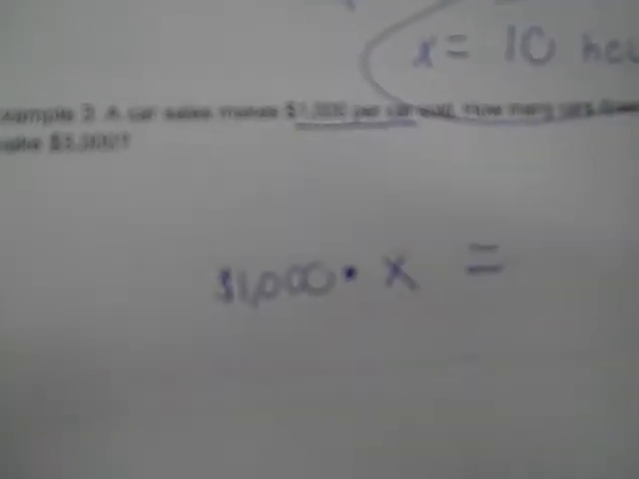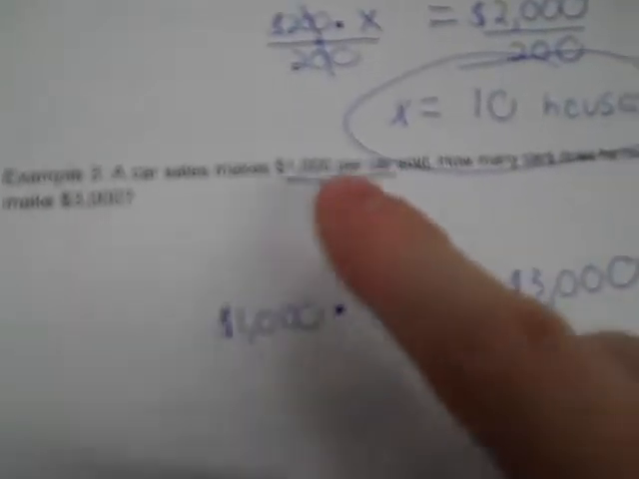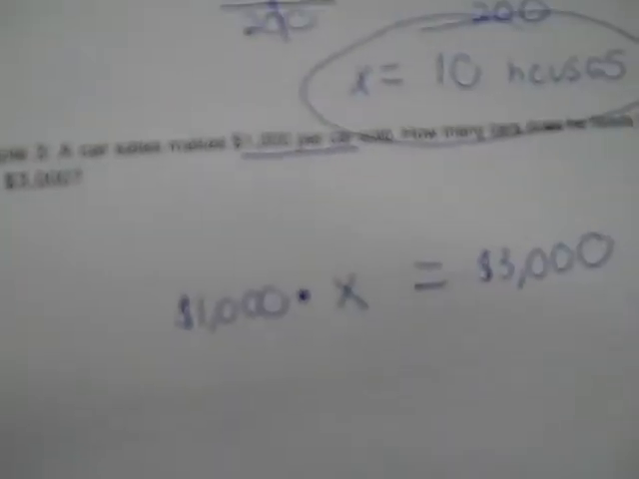Okay. Example 3. A car salesman makes $1,000 per car sold. Okay, so I have $1,000. And the per means we're going to multiply by the number of cars, but it says how many cars, so I don't know, and 3,000 is not cars, how many cars, so that's my answer, okay? Equals, okay? I know what it's equal to, $3,000. So if you see it's per car, you need to look for a quantity of cars, how many cars, but I don't know how many cars, that's my answer.